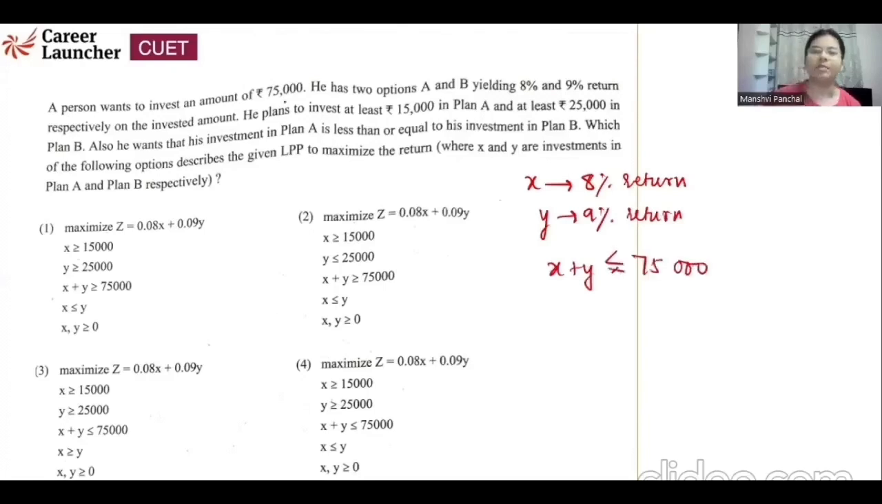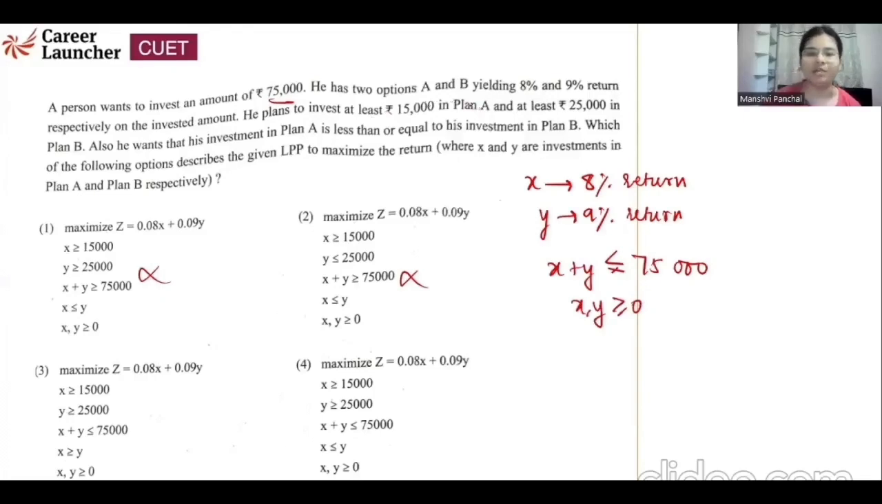Because this is the maximum amount that he has. So automatically these two options are cancelled out, right? Next is that X and Y should be greater than or equal to 0, because your money is always greater than or equal to 0. Next is that he plans to invest at least 15,000 in plan A, right?